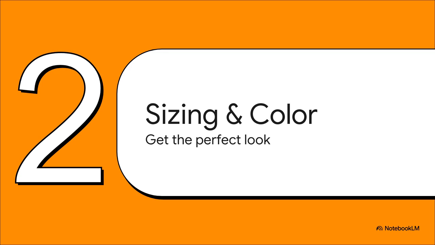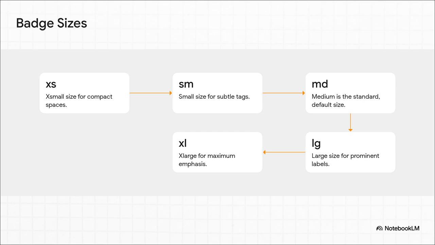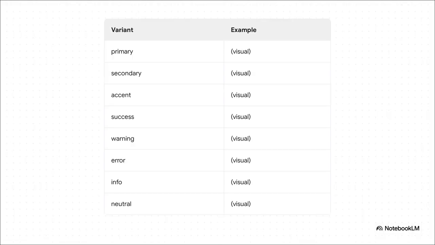First up, let's cover the fundamentals, getting the size and color just right for your design. This is absolutely key to making the badge feel like it truly belongs in your app's UI. So with the size property, you can choose from 5 preset sizes, from extra small all the way to extra large. This makes sure the badge fits perfectly anywhere you put it, whether that's right next to a heading or maybe even inside a button. And coloring your badges? It's just as easy. You just set the variant property to use your app's existing theme colors, things like primary, success, or error. This is fantastic for keeping a consistent look and feel across your entire application.